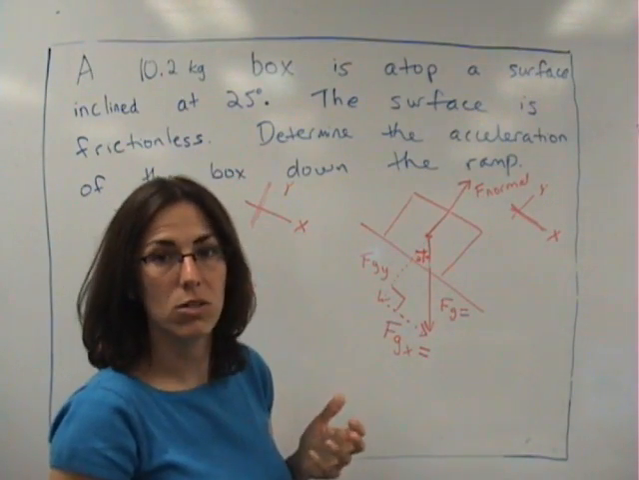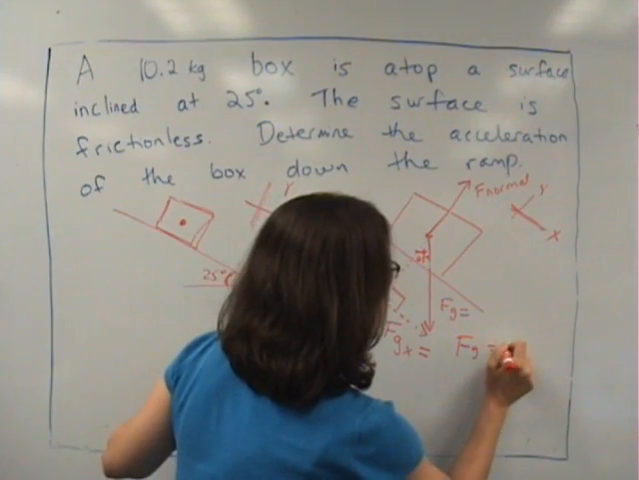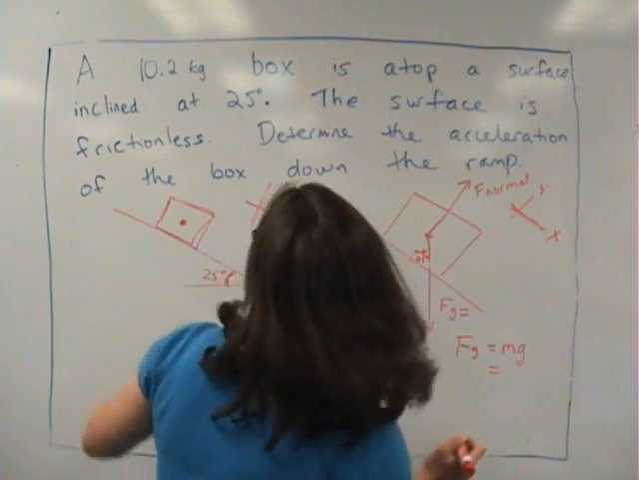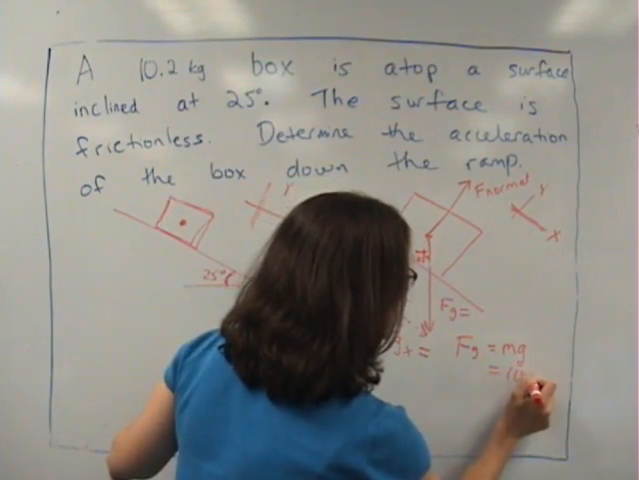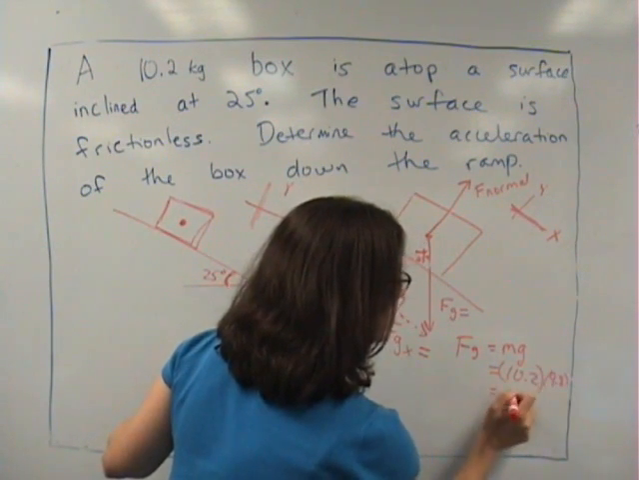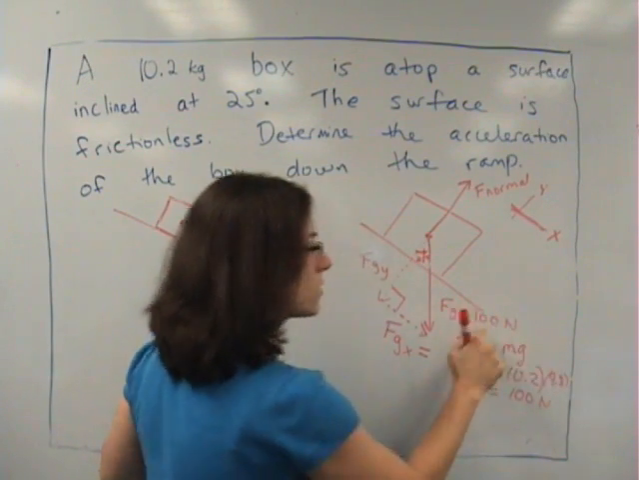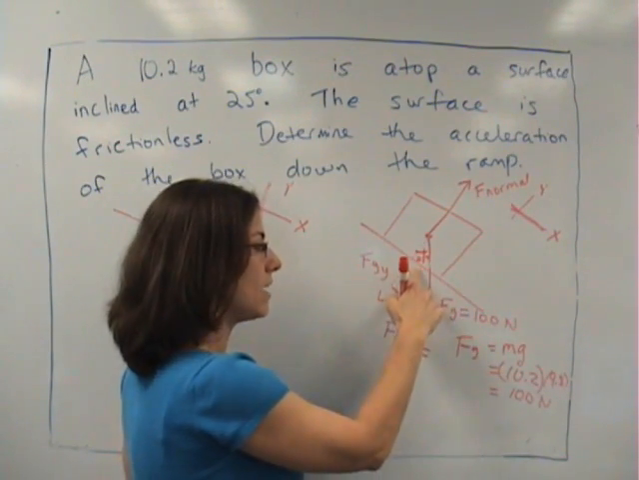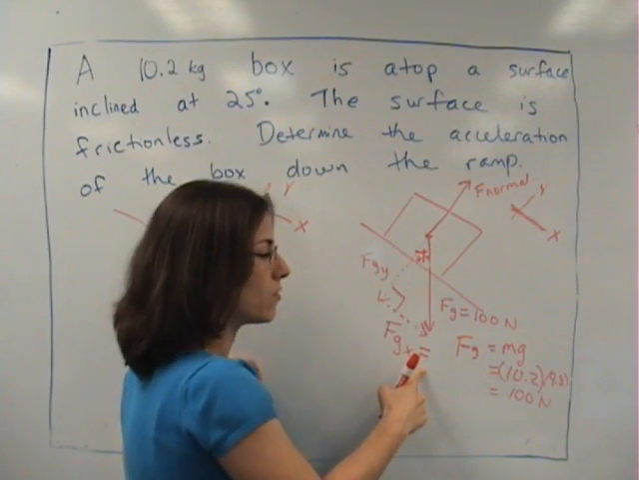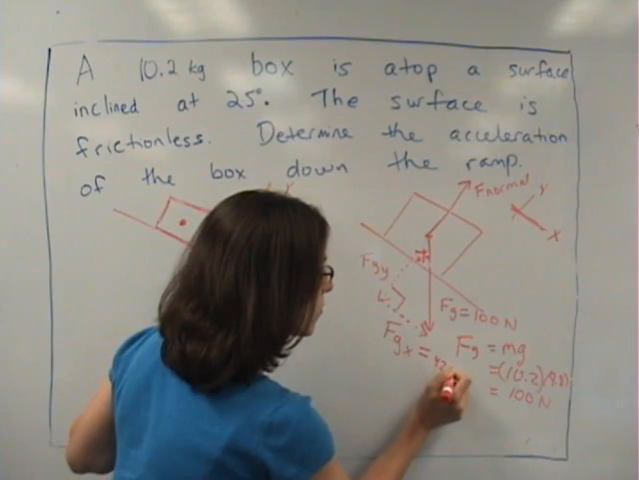Oh, we need to step back. I actually don't know what the hypotenuse is. We have to take one more step: solving for the force of gravity. mg is 10.2 times 9.8. The overall force of gravity is 100 newtons. So using the hypotenuse of 100 newtons and this angle, you should get the opposite side, the force of gravity in the x direction, to be 42.3 newtons.